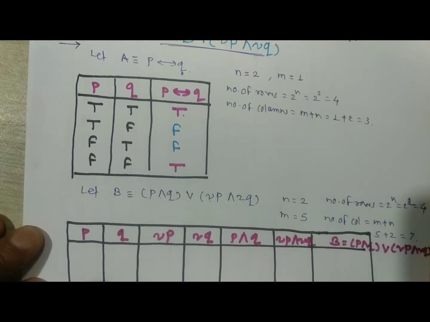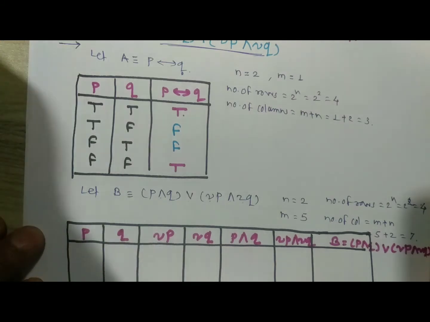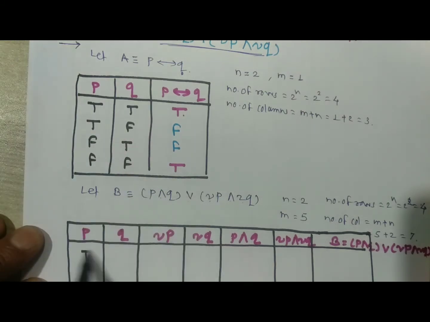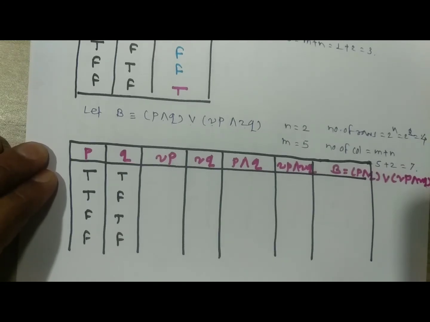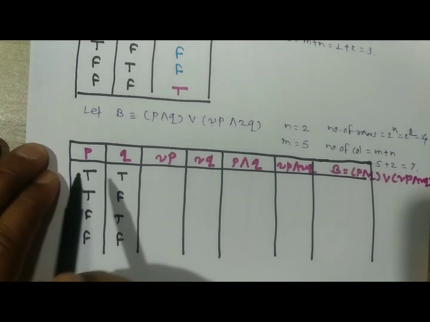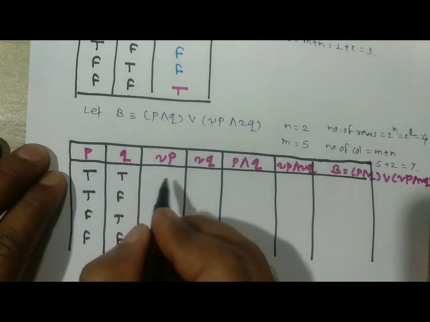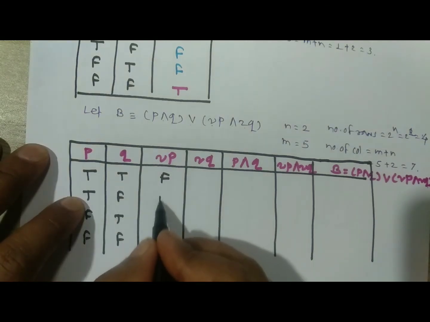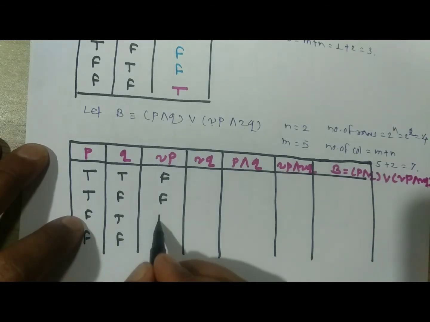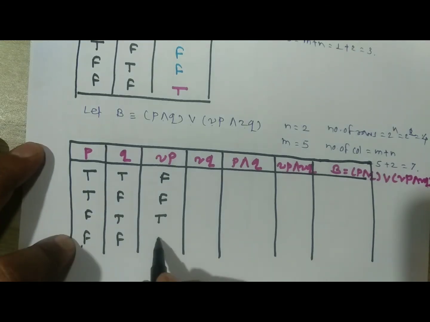Right now we have to go with the consideration of these, and you have to get true, true, false, false, true, false, true, false. We want the negation of P. What is the rule of negation? If a statement is true, then the negation of that statement is false. That means it is false. Here it is true, so it is false. Here it is false, then it is true. False here, then it is true.